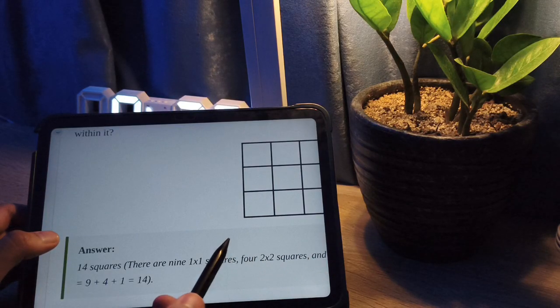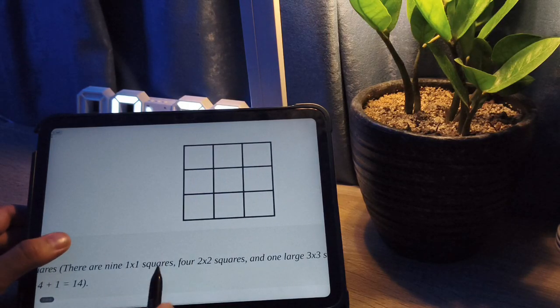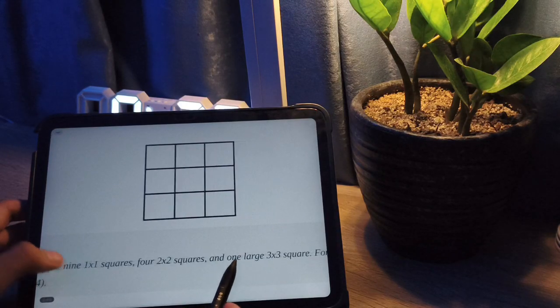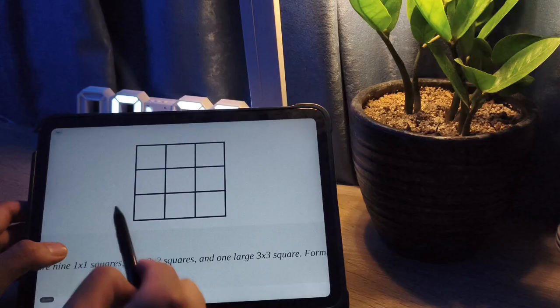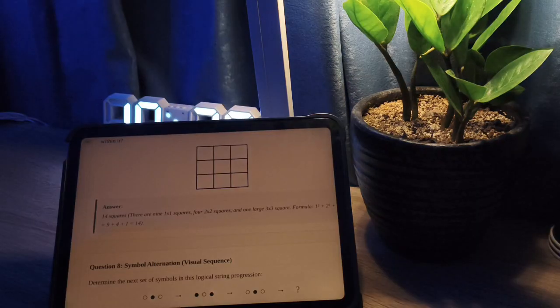So 14 squares. The 1 times 1 is 9, 4 of 2 times 2, and 1 large. When we add them, well, guys, I think this is the end of the video.